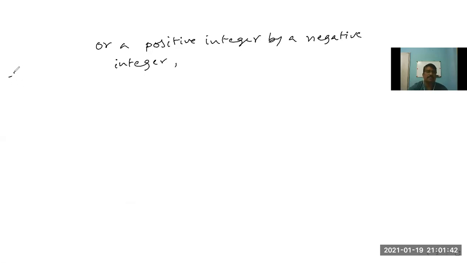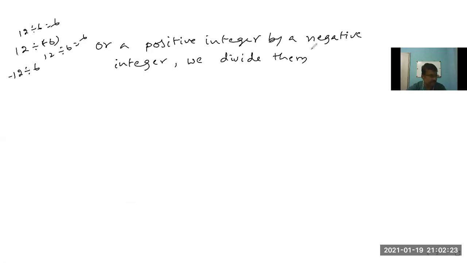So suppose we take minus 12 divided by 6. First, you take 12 divided by 6, that is equal to 2. Then only you make the signs effective. Similarly, 12 divided by minus 6: first you divide 12 by 6, that is equal to 2, then apply the signs. These signs are different. When signs are different in division, we get a negative value. So we divide them as natural numbers.